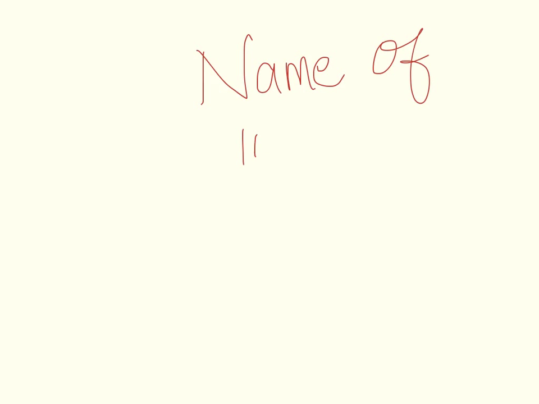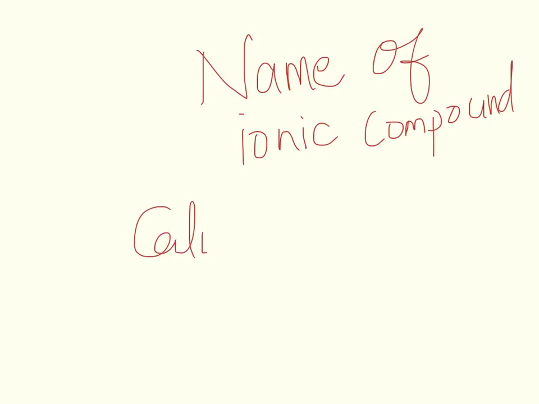Now, how do you name these ions? Name of ionic compounds. Okay, how do you name these compounds? First of all, the basic rule is that you name the cation first and then you name the anion.